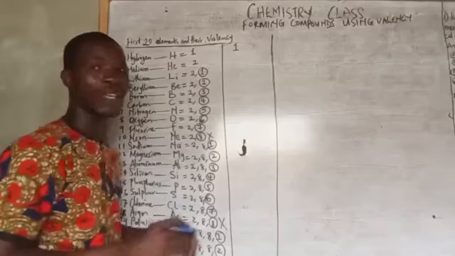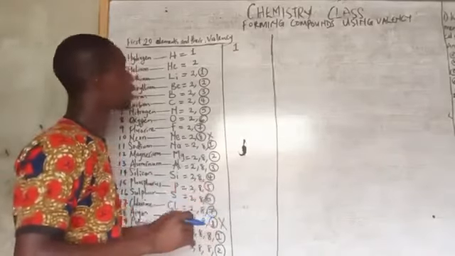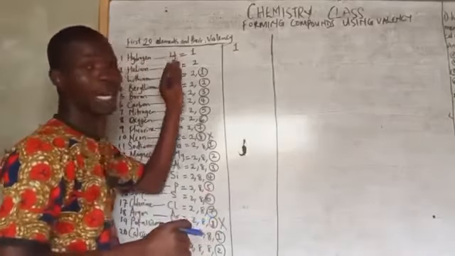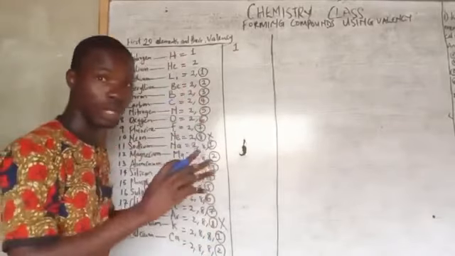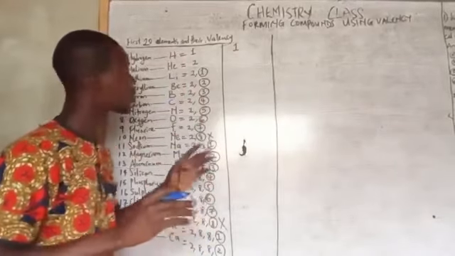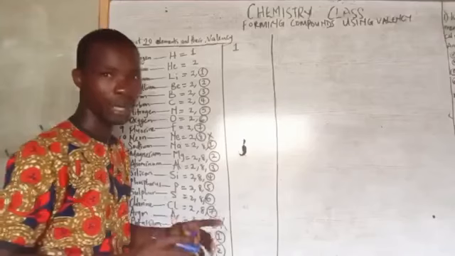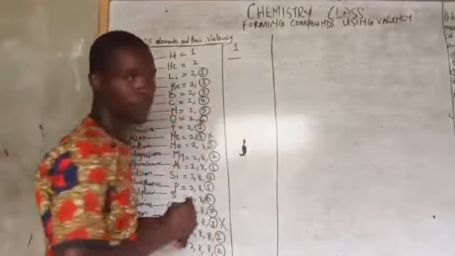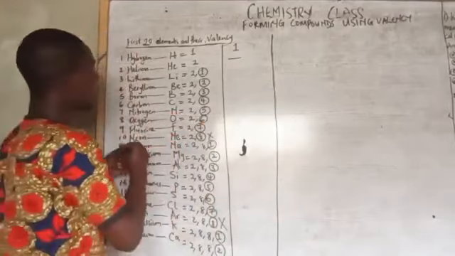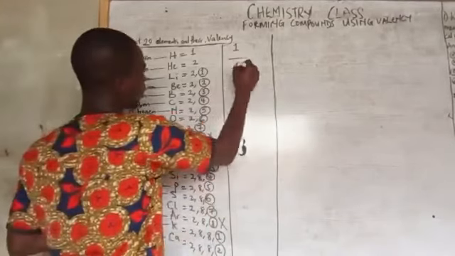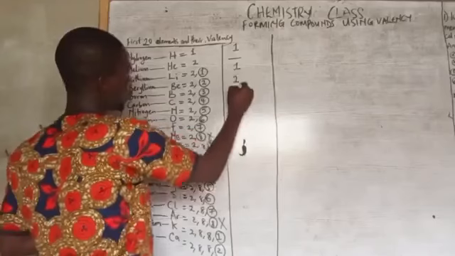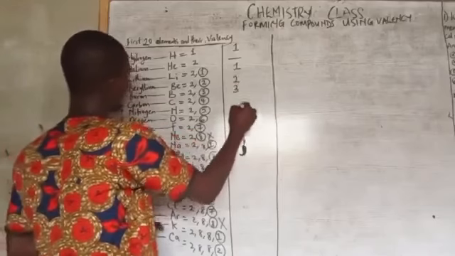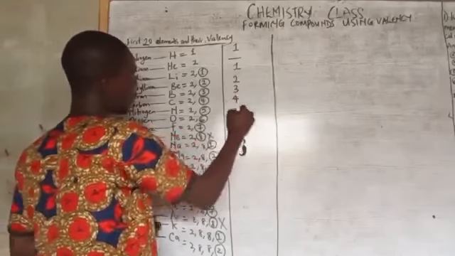Helium is a noble gas because the only electron it has is 2, which is the outermost electron. We say it is exhibiting the duplet configuration, so it does not have any valency. The valency of lithium is 1, beryllium 2, boron 3, carbon 4.